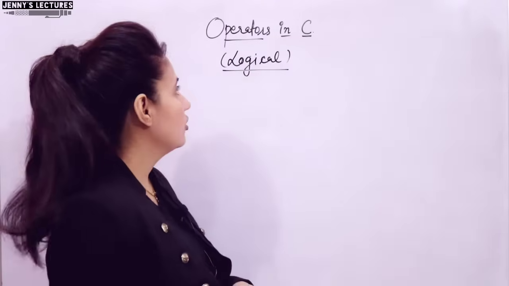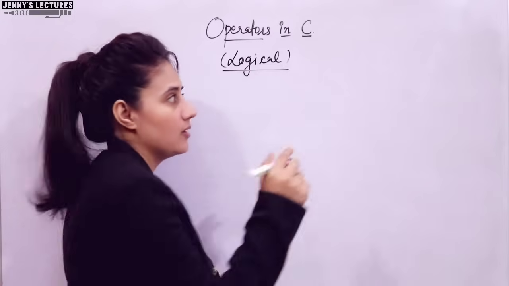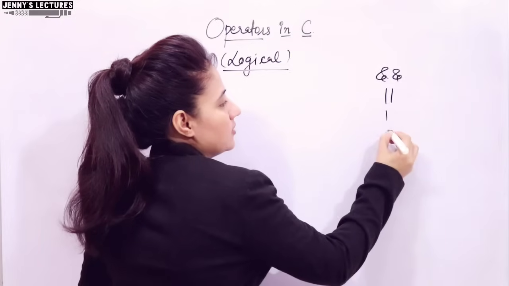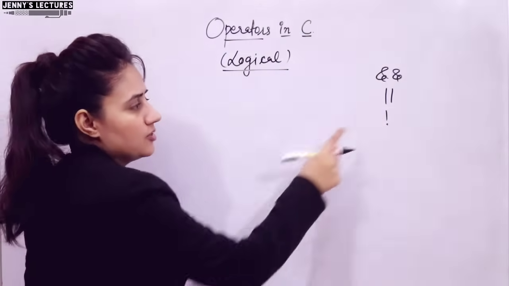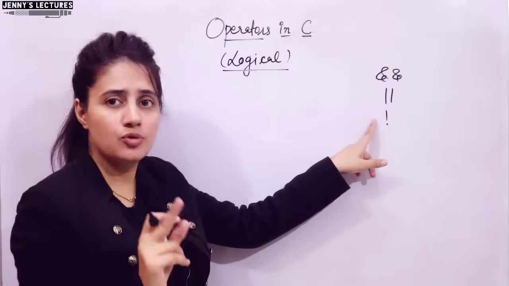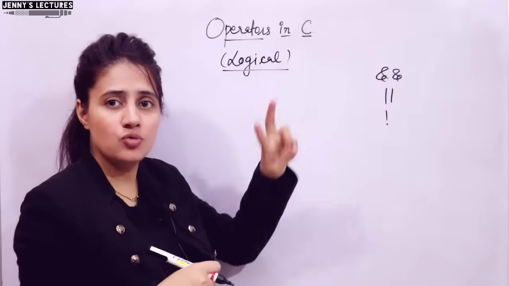So now let us discuss logical operators in C. First of all, 3 types of logical operators are in C. One is this, one is this, and one is this. This is logical AND, this is logical OR, and this is logical NOT. These two are binary operators because they require 2 operands. This is a unary operator. It requires only one operand.